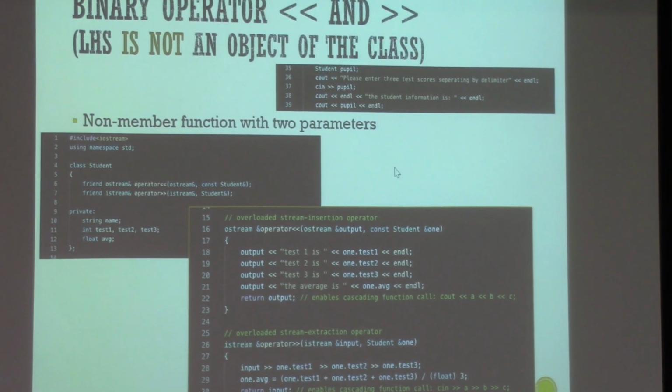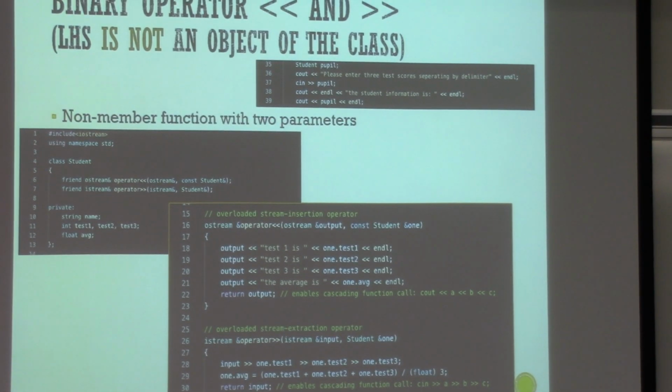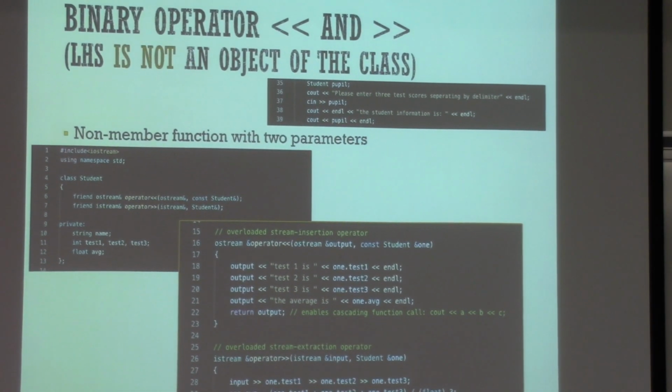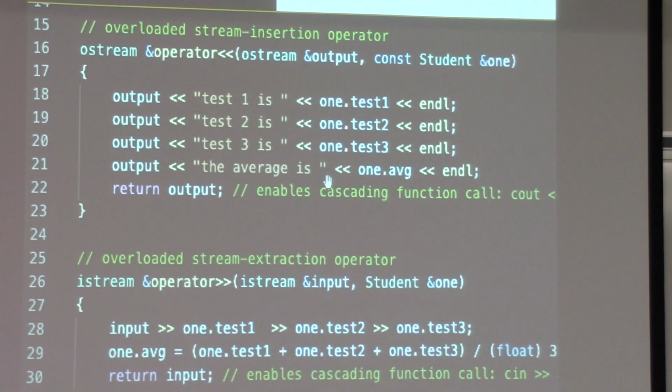Let's look at the input and output, right? The example we use to demonstrate when your left-hand side operand is no longer your class. What do you do? For that, you have one and only one option for overloading, which is non-member function overloading that takes in both operands as parameters. For the insertion operator, you still consider what you do for your parameters. If you're going to change output, pass it in by reference. If you're not going to change student, pass in constant reference.